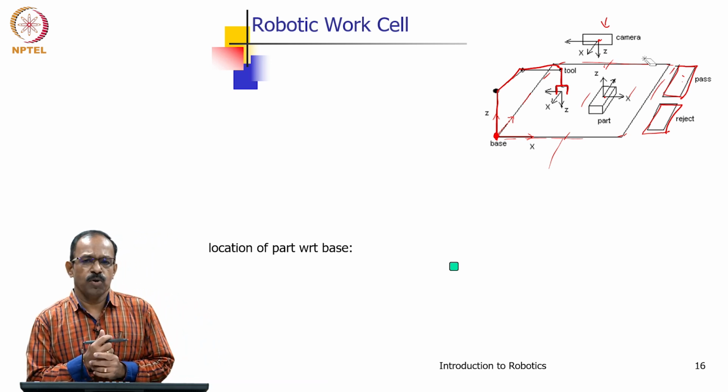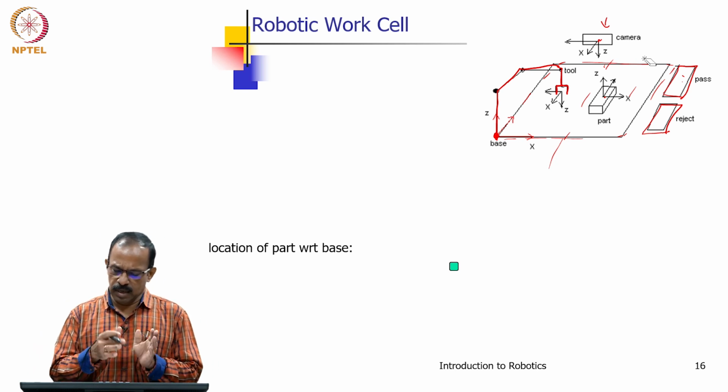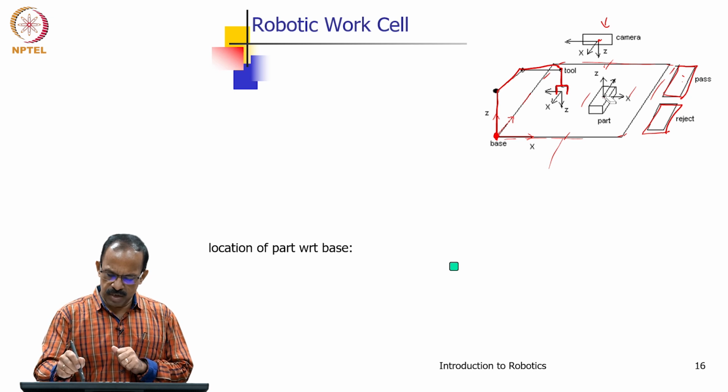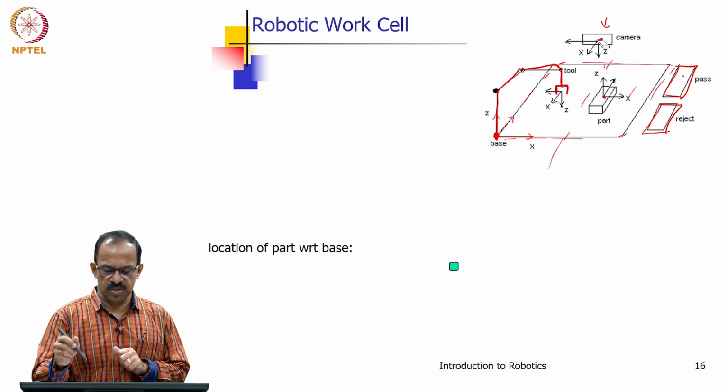Now, how is the robot able to do this? The camera takes the image of this object and then finds out the position and orientation of the part with respect to the camera base.